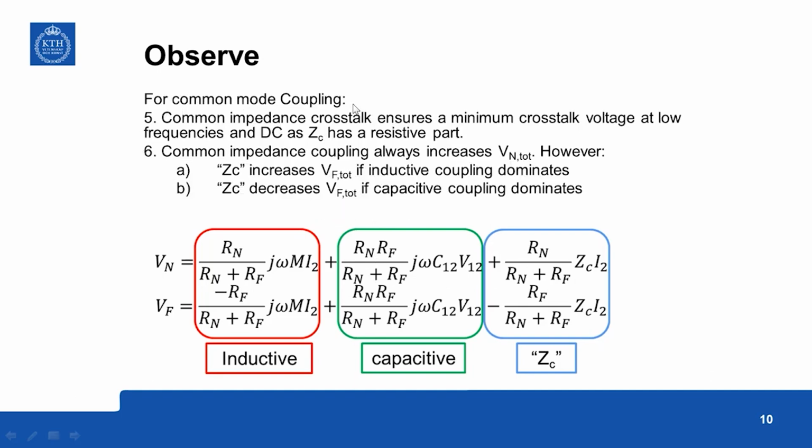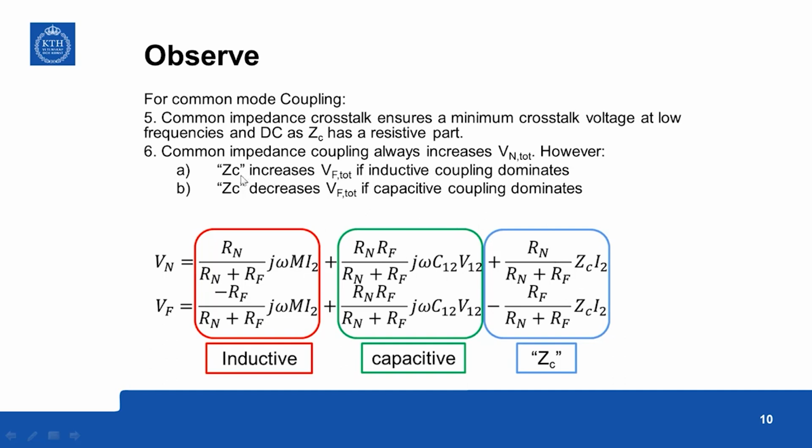For common mode coupling, the common impedance crosstalk ensures a minimum crosstalk voltage at low frequencies, because when the frequency is extremely low or zero, you can see that these terms are disappearing. But because of the DC resistance of the common path, there will be some common impedance coupling. So common impedance coupling always increases Vn total.